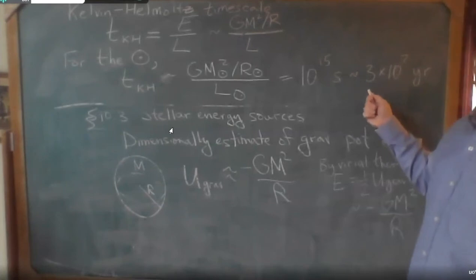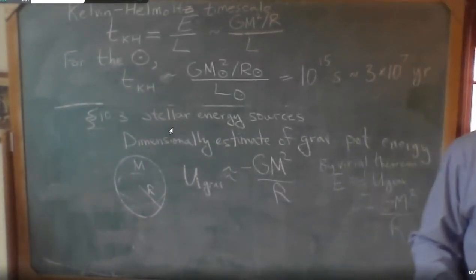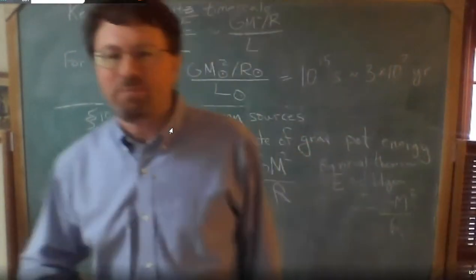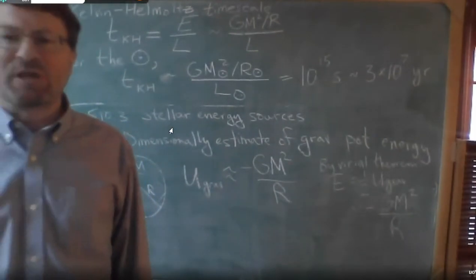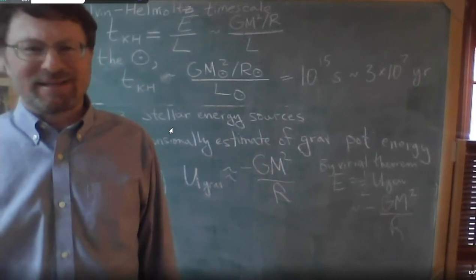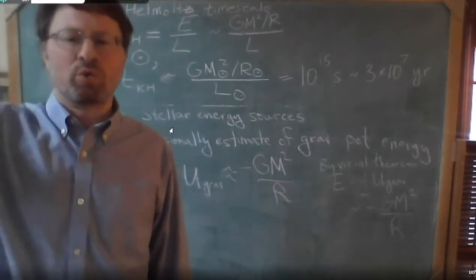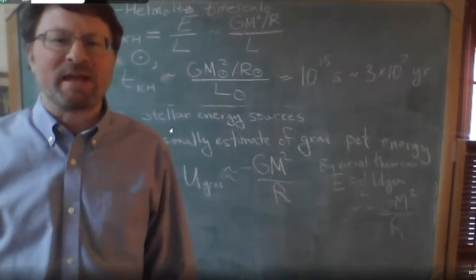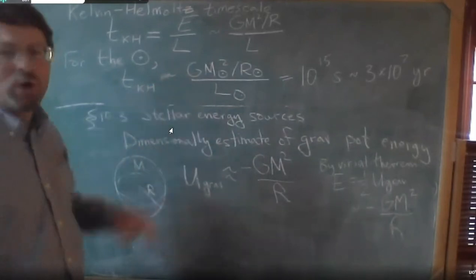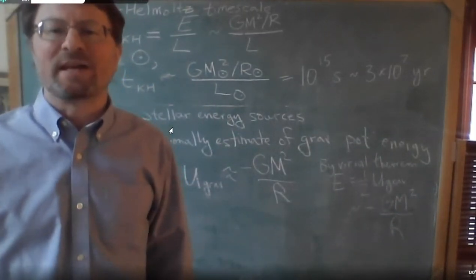Right? 30 million years. And that's a long time, sure, but remember that we have meteorites that have been dated to be 4.5 billion years old, right? The sun is not going to be less old than the Earth and the moon that's going around the Earth. It wouldn't make sense if the Kelvin-Helmholtz timescale were the timescale associated with how old the sun is.